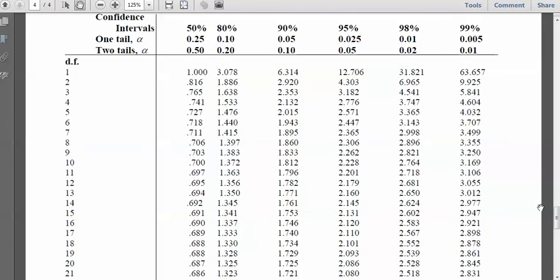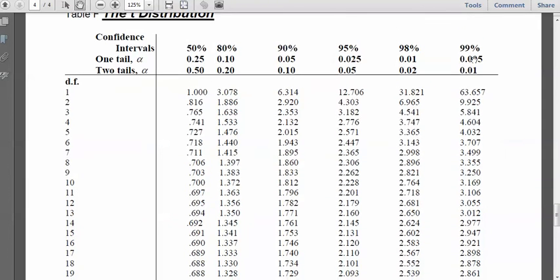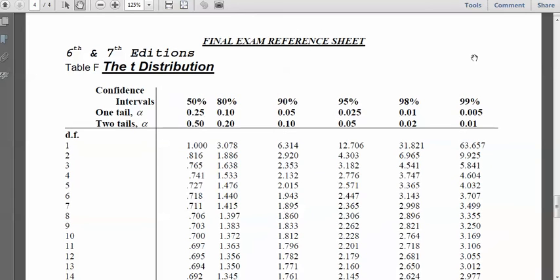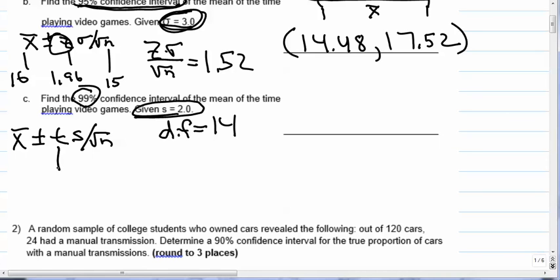Okay. We're looking for a 99% confidence interval, so that's right here, very last column. And we want the degrees of freedom to be 14. So if I look for row 14, there I am. If you move over to last column, we see that the t-value is 2.977. So our t-value here is 2.977. Again, x bar is 16. S is equal to 2.